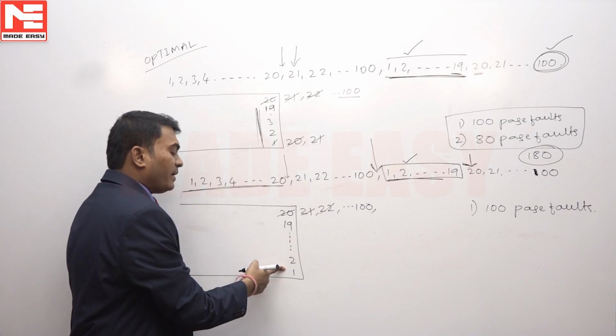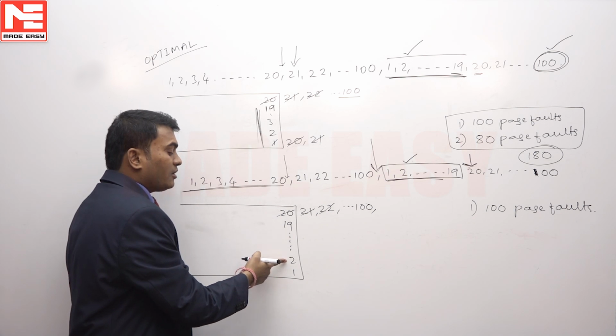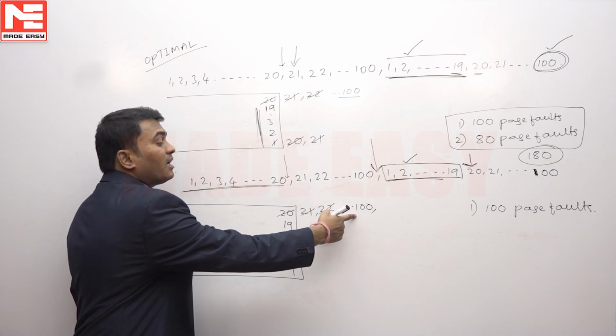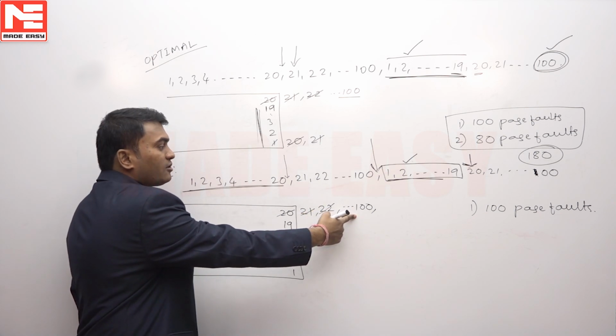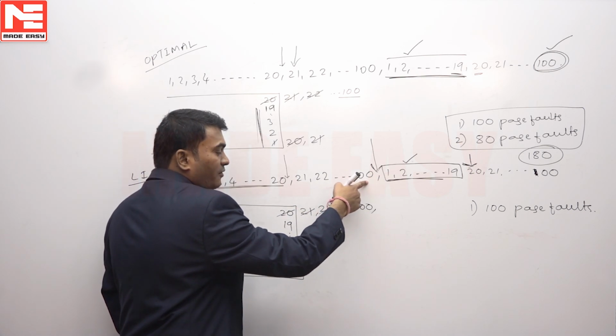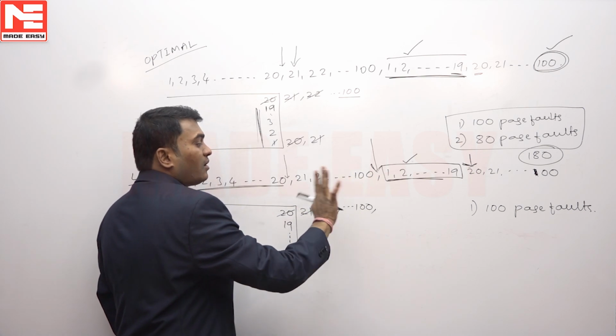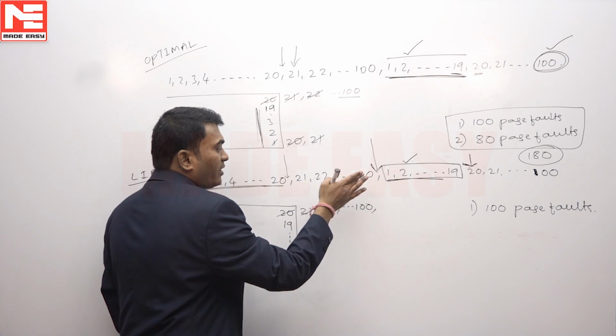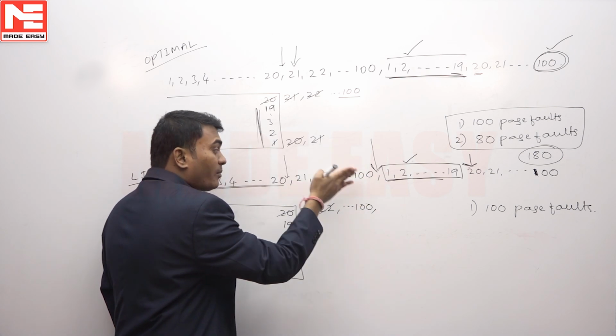Because 1 came much earlier. 1 was the first in, 2 is also first in, but 100 is the last in. Is that clear? So don't think about which was accessed recently, and don't think with respect to when you access data. Think about when it is coming into the memory.